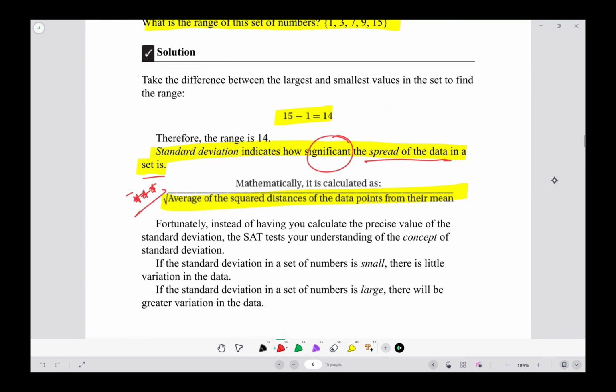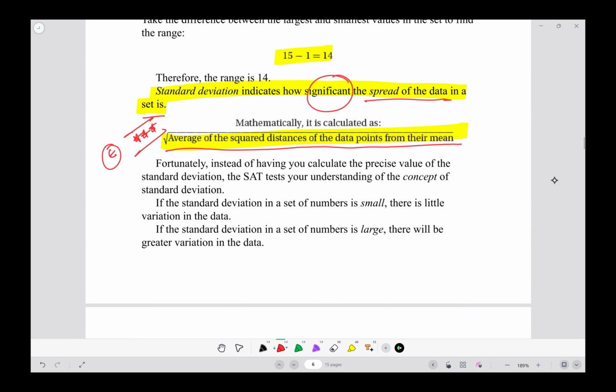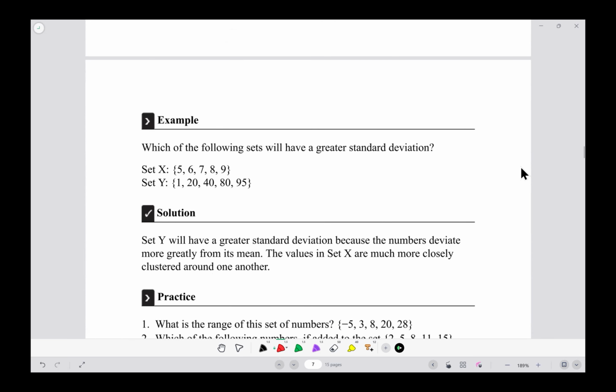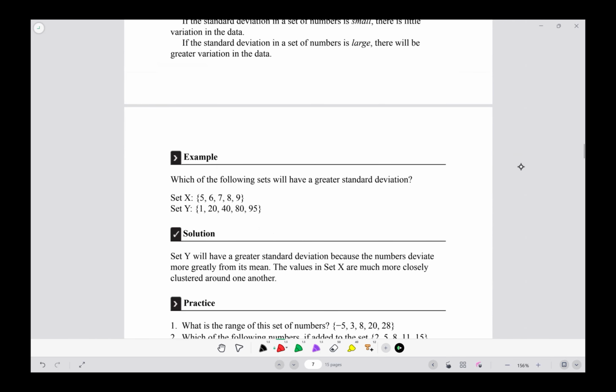We're using this formula. The standard deviation is the square root of the average of the squared distances of the data points from their mean. Okay, just look at this example. Which of the following sets will have a greater standard deviation?